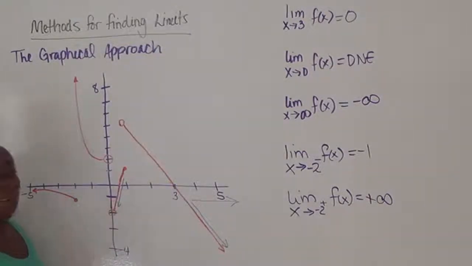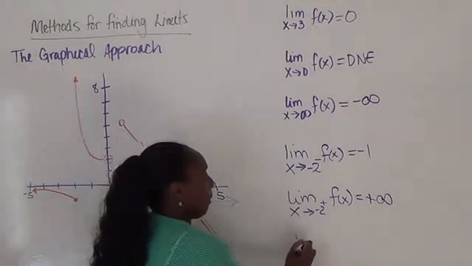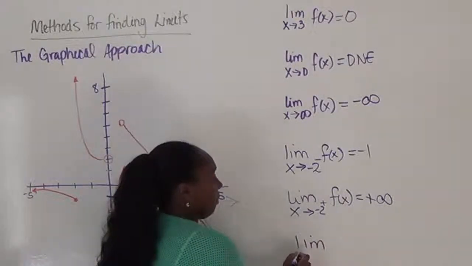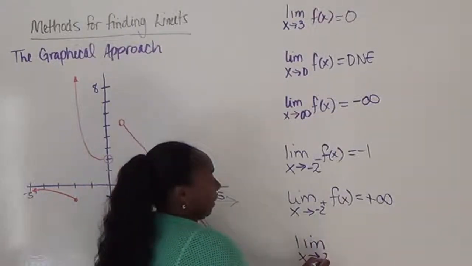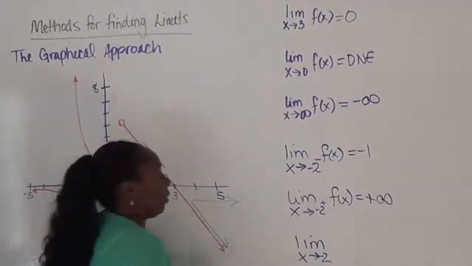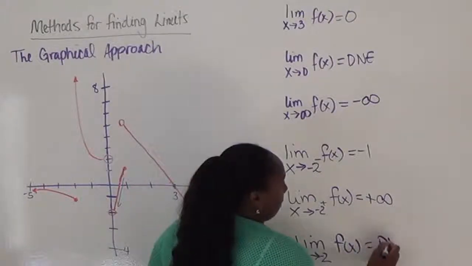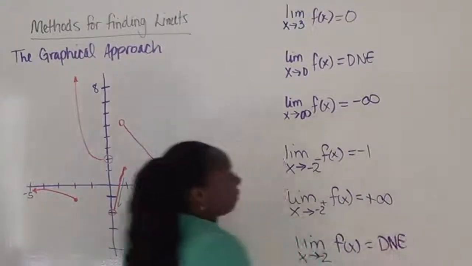And again, once we have the two one-sided limits, whether they're actual numbers or infinite, we just need to determine whether or not they are equivalent to determine the two-sided limit. So in this case, if we look at the limit as x goes to -2, this tells us it does not exist.